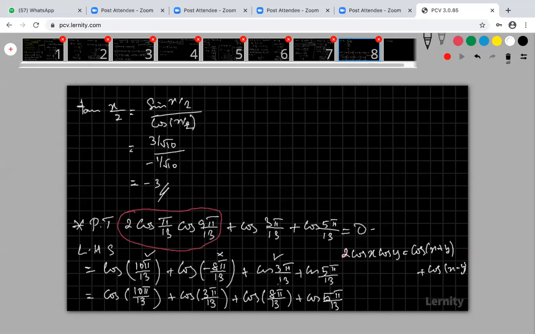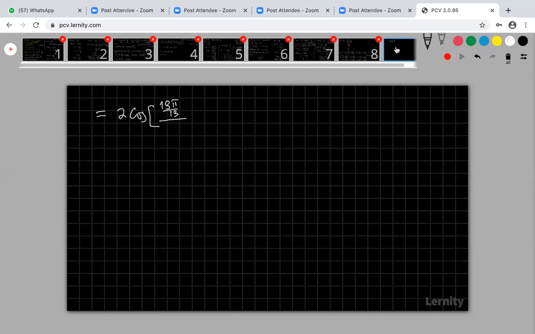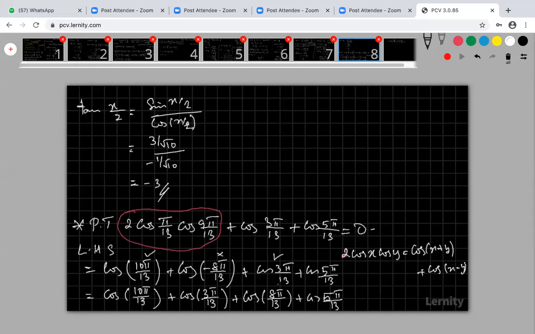What is x minus y here? 10 pi minus 3 pi, which means 7 pi. So therefore, 7 pi by 13 divided by 2. Plus, apply the formula for the same here: 2 cos of x plus y by 2. 8 pi plus 5 pi means 13.